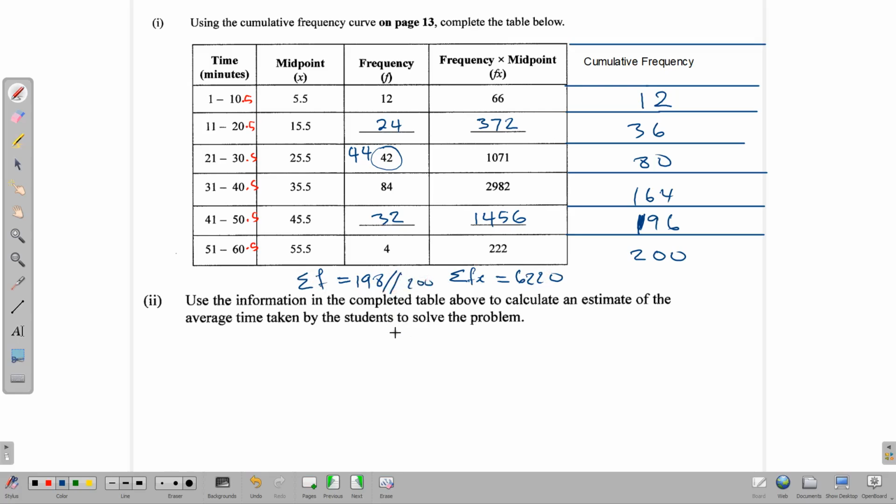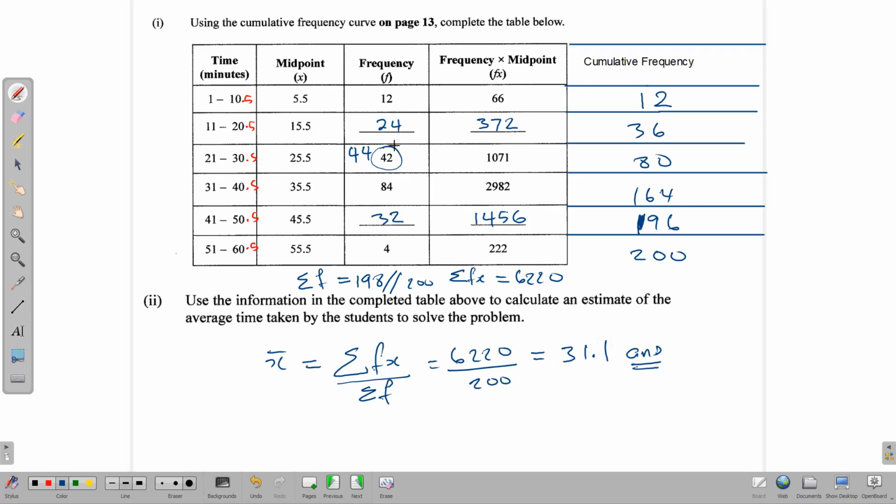So we would have divided for the mean. The mean is the sum of the frequency times the midpoint over the sum of the frequencies. And that, of course, is 6220 divided by 200. And that, of course, gives us 31.1 when we roll it off.